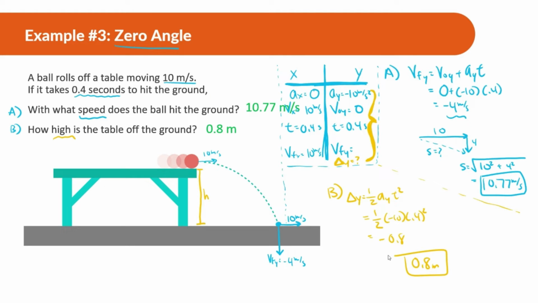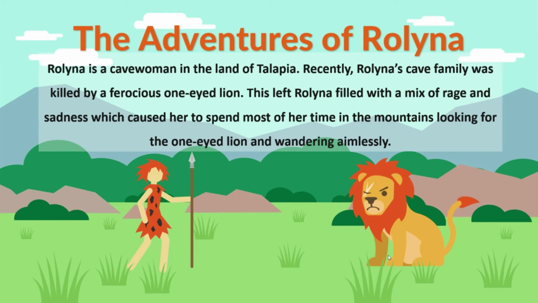All right, so going to continue doing zero angle, but this next part of the PowerPoint kind of comes along with a few more stories. So, Adventures of Rolyna. Rolyna over here is a cave woman in the land of Tilapia. Recently, Rolyna's cave family was killed by a ferocious one-eyed lion. Here we go. This left Rolyna filled with a mix of rage and sadness, which caused her to spend most of her time in the mountains looking for the one-eyed lion and wandering aimlessly.